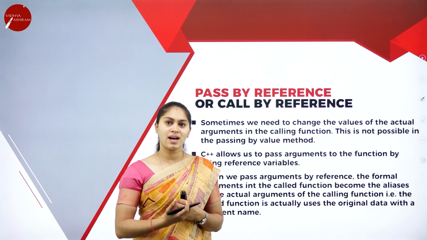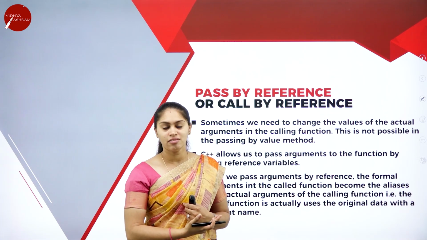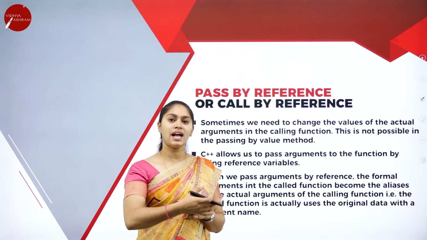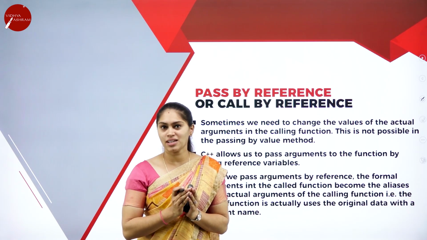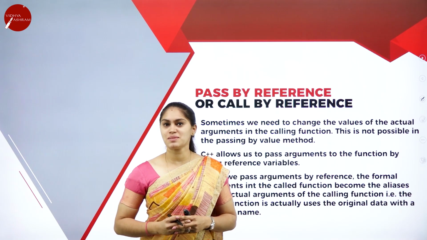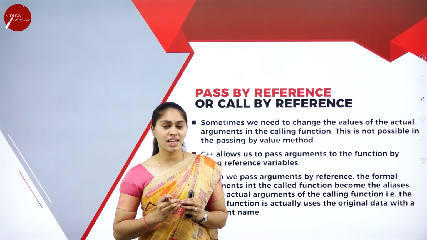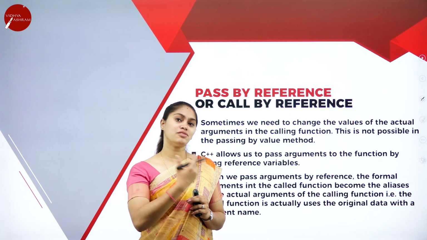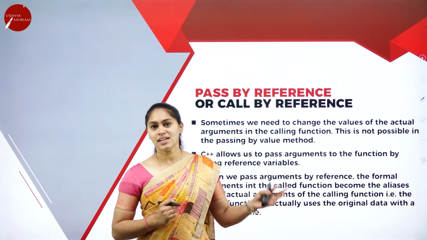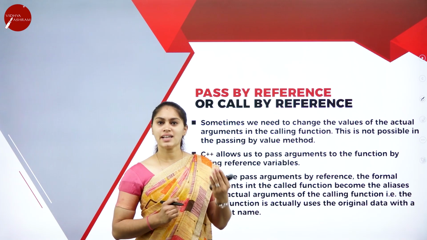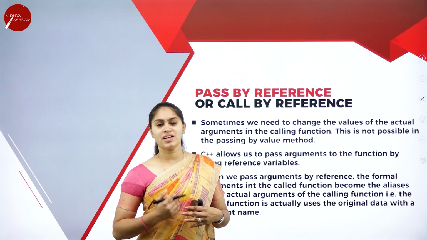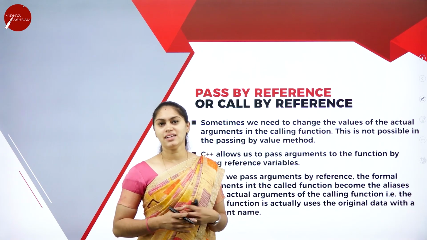So if I am passing the value, that is pass by value or call by value. But if I am asking for the address of that variable, where it is exactly located in the memory, then that is call by reference or pass by reference. So if I make another function active by sending the value, that is call by value. And if I make another function active by giving its reference or address, that is call by reference.